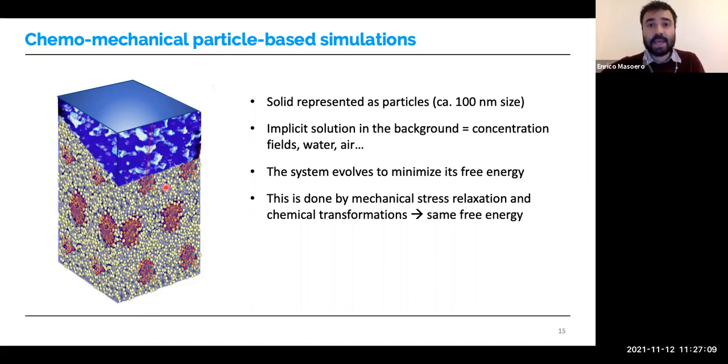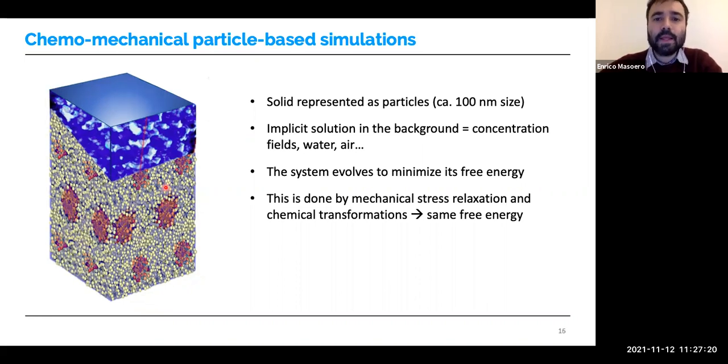But this free energy is the sum of the two contributions. So the two processes, chemical and mechanical, are coupled in the same free energy functional. The particles are typically in the range of 100 nanometers, but then depending on the simulation can be smaller or bigger, but think about this length scale. And this is what I already said in the previous slide, it's just a repetition.